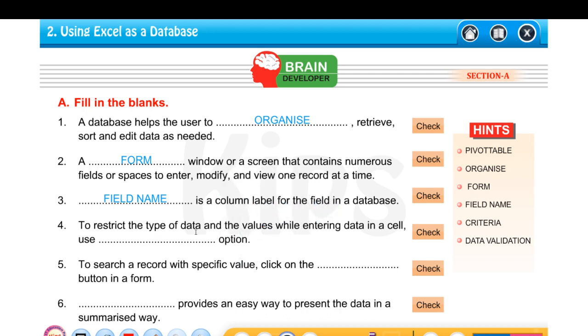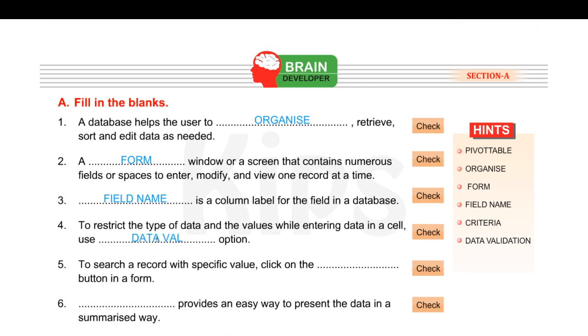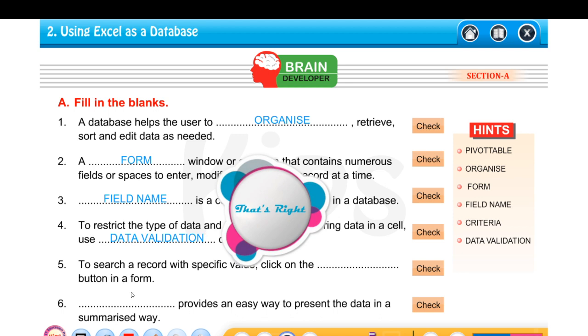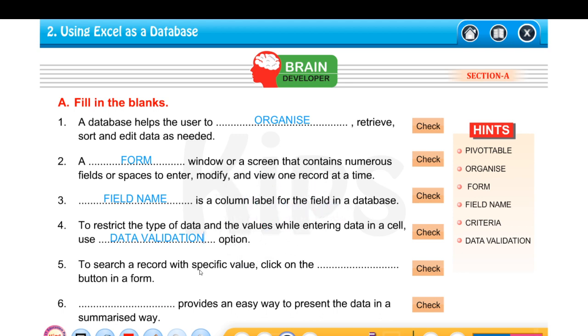Now, to restrict the type of data and the values while entering data in a cell, use this option. What do we use? Data validation. We will use data validation, children. It will restrict the type of data or the value. Like if you want values from 1 to 100, then it will restrict the values beyond 100. Check this answer.